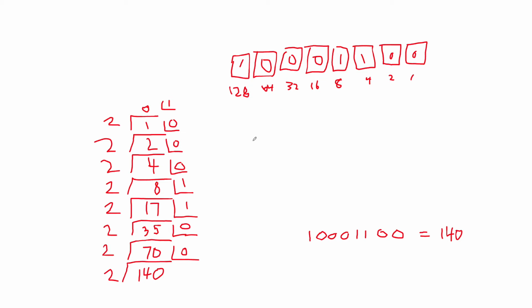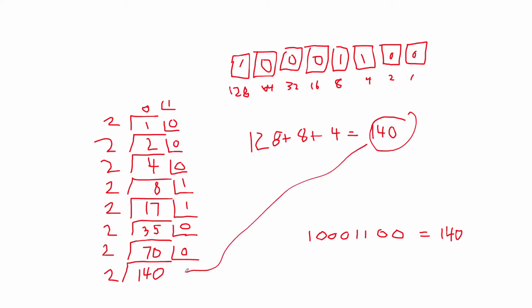So we have a 1 in the 128 place value. So I'm going to add that. Plus, where do we have another one? In the 8th spot. And then we have another one in the 4th spot. 128 plus 8 is 136. 136 plus 4 is 140. So that matches.